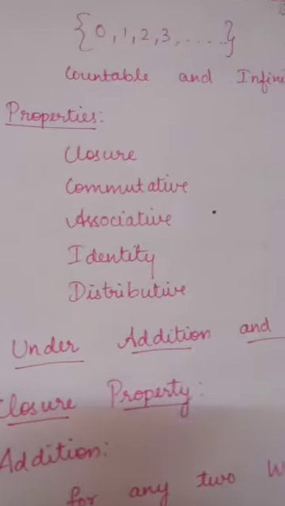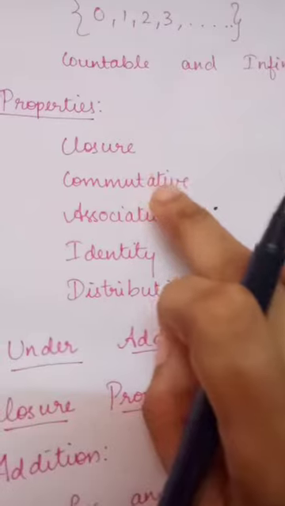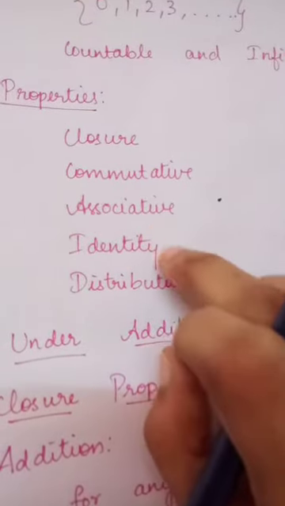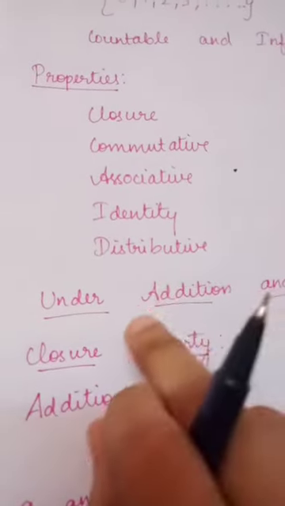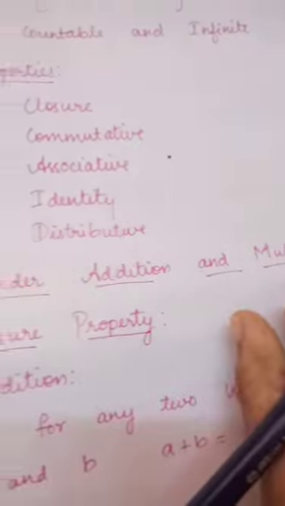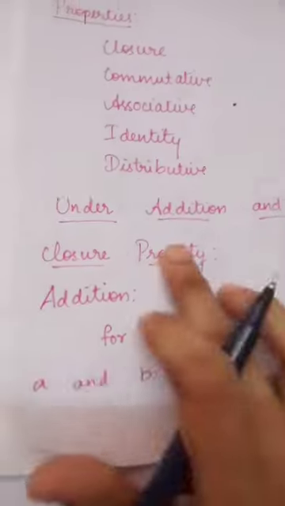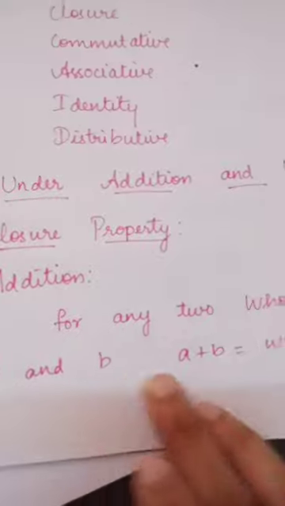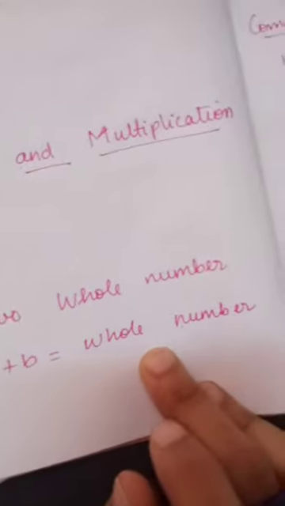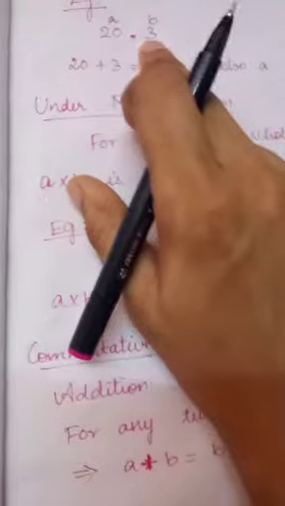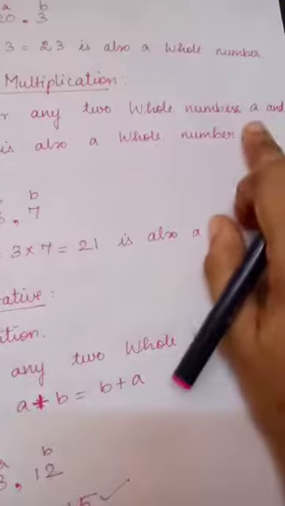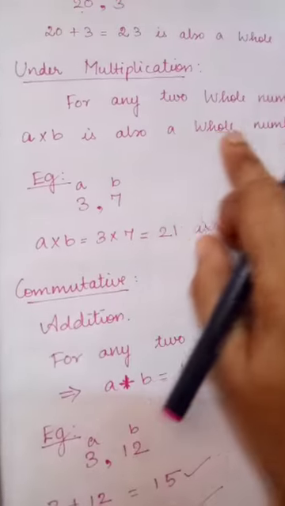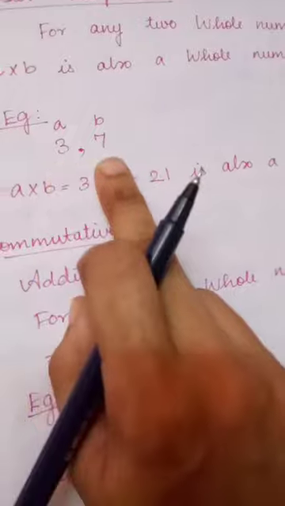Properties which we are going to discuss are closure property, commutative property, associative property, identity, distributive property. Whole numbers are always satisfied only under addition and multiplication. Closure property under addition: I am taking two whole numbers. If I am adding those two, the answer is also a whole number. Multiplication: I am taking two whole numbers and multiplying them, the answer is a whole number.